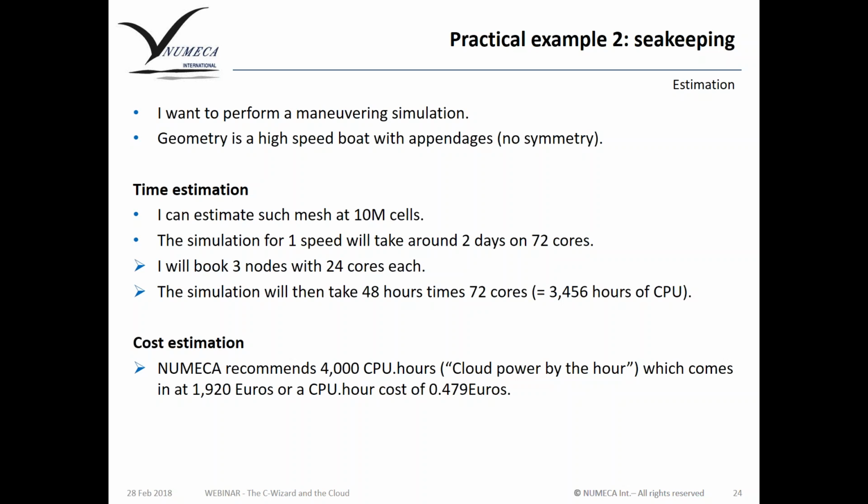So what I need to do now is to book 3 nodes with 24 cores each. And I know that the simulation will then take 48 hours times 72 cores, because 48 hours is 2 days, which is equal to 3,400 hours of CPU. So now, when we contact NUMECA, NUMECA will immediately propose that I book 4,000 CPU hours, because we have some blocks of CPU hours of 2,000 that can be booked, for instance. And these 4,000 CPU hours will come at a price of 1,920 euros, or a cost per CPU hour of 0.479 euros. So compared to the previous price, it's already divided by 2.